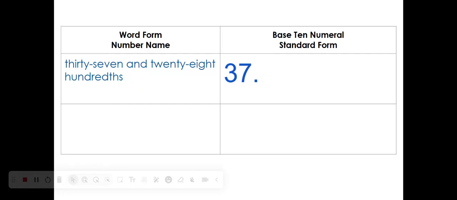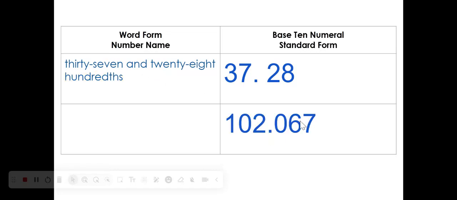Now to make sure I put this in the right place, I need to think about if I said the word hundredths or read the word hundredths in number name, that means the last digit is going to have to go in the hundredths place. So I know it says 28. So I'm going to make sure my 8 is in the hundredths place. Then I can put my 2 there. And now we've put in base 10 numeral what was in number name 37 and 28 hundredths.